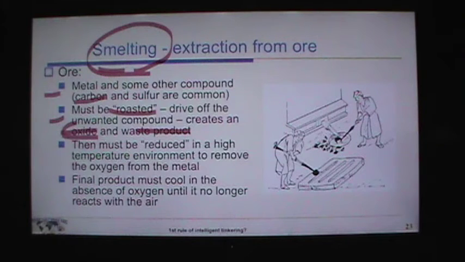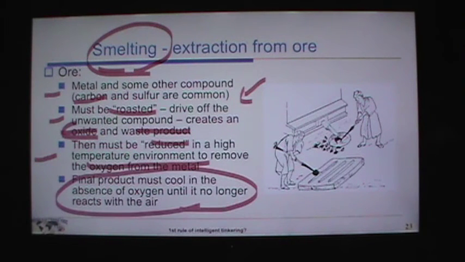So after this stuff has been roasted, been cooked at a relatively low temperature, then that ore has to be reduced. Basically, you burn it at a high enough temperature to remove the oxygen, that oxide part, from the metal. And then you have that final product that's going to cool in the absence of oxygen, no air, till it no longer reacts with the air.